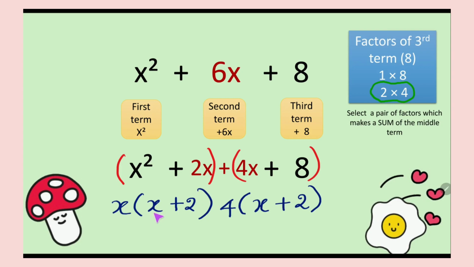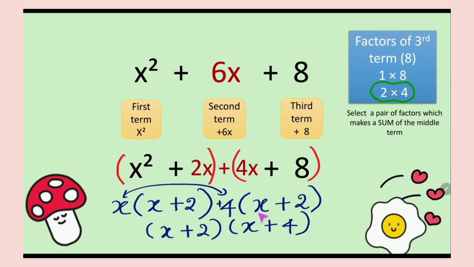Now you can see x plus 2 is common to both. So we write x plus 2 and these two together. All right. So x plus 2 and x plus 4. This is how we derive the answer for this.